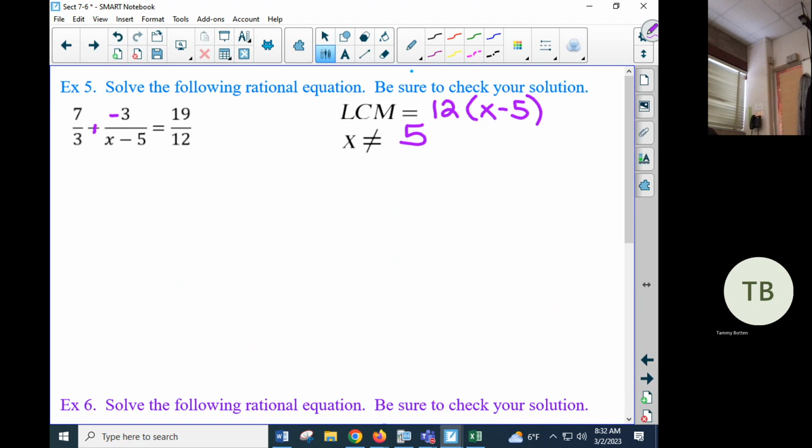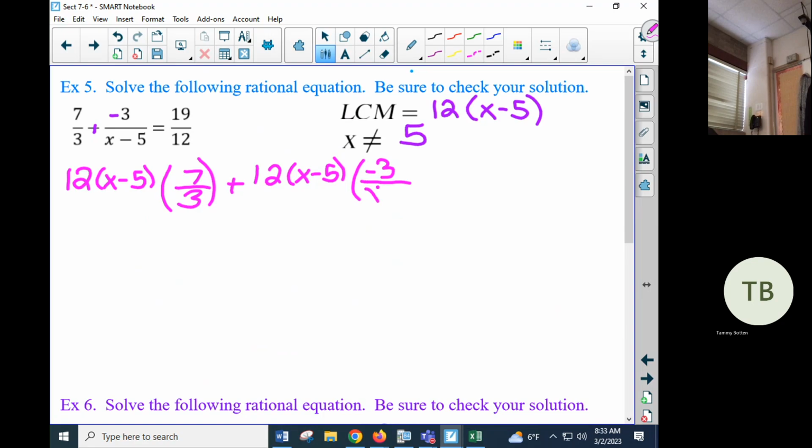Very good. Now I take and I multiply this. 12 times x minus 5 times that first parenthesis, or first fraction, is what that is. Then I'm going to go 12 times x minus 5 times negative 3 over x minus 5 equals, and then I do 12 times x minus 5 times 19 over 12.